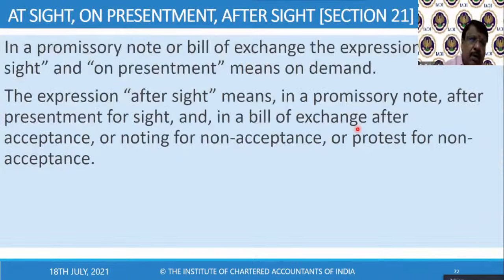At sight or on presentment means demand. After sight means time. You are all very familiar with this. I don't want to waste my time on this. You told me the answer.